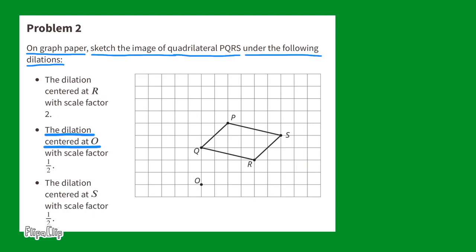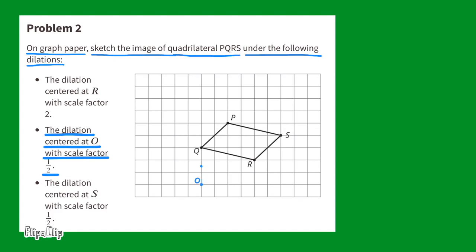The dilation centered at point O with a scale factor of 1/2. First, locate point O and begin placing points that go halfway between point O and the other points. I'm putting the point halfway between point O and point Q.